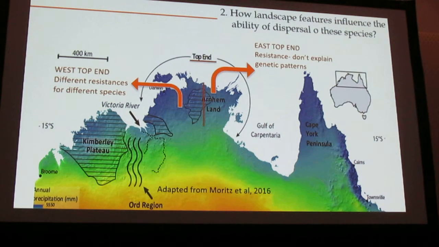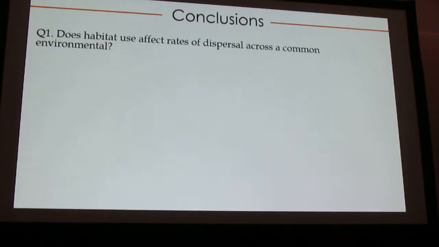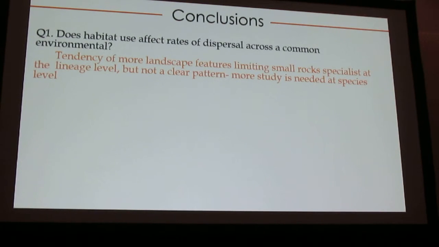This could be because these species have different histories, as mentioned by Catherine in her amazing talk in the morning. So basically, to conclude, does habitat use affect the rates of dispersal across a common environment? There is a tendency of more landscape features limiting the specialists, but not a clear pattern. And what we really want to do now is more study at the species level, not just at the lineage level, and try to compare.